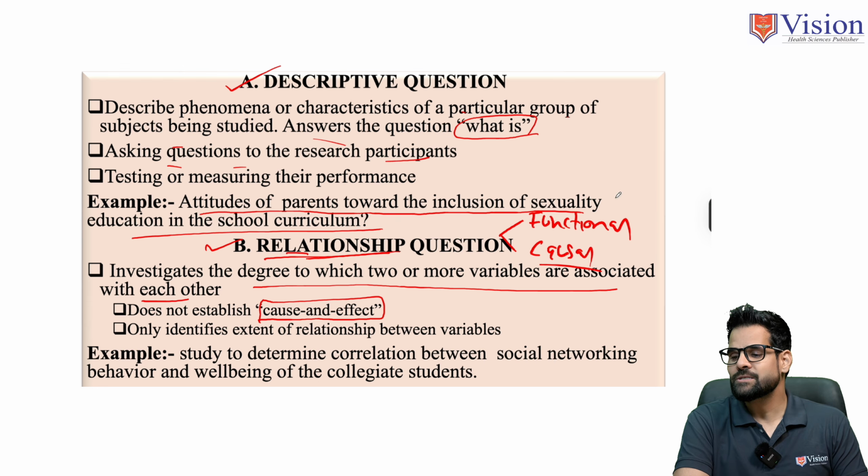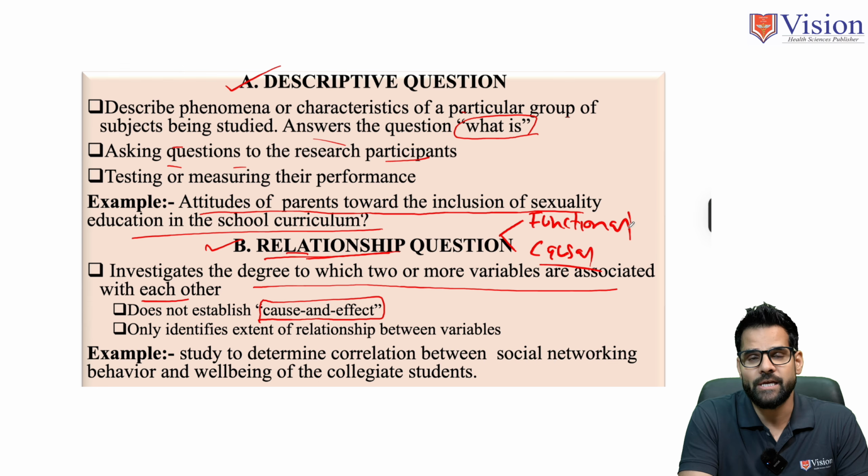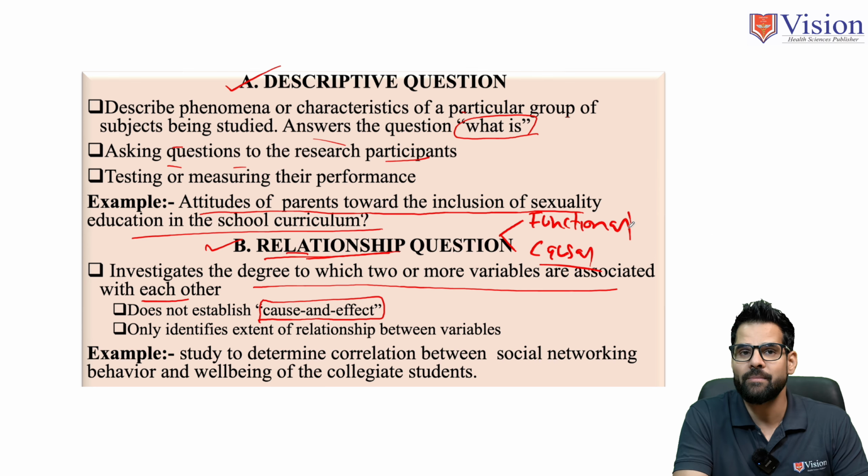What is a functional relationship? If there are changes in the value of one variable, it will make a constant change in the other variable.